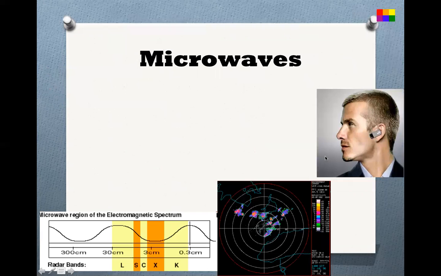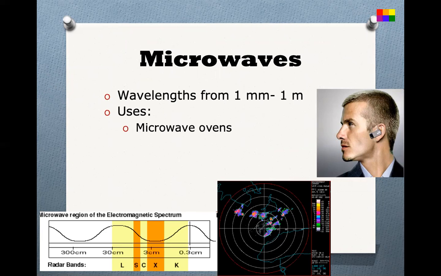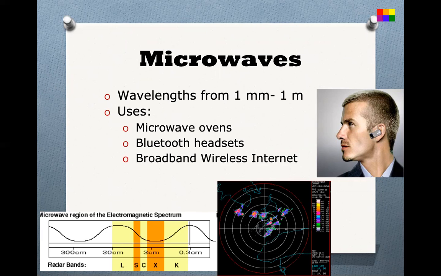Okay, next one is microwaves. As we're moving up the spectrum, this is a shorter wavelength, higher frequency wave. It is included in microwave ovens, Bluetooth headsets, broadband wireless internet, radar, and GPS.